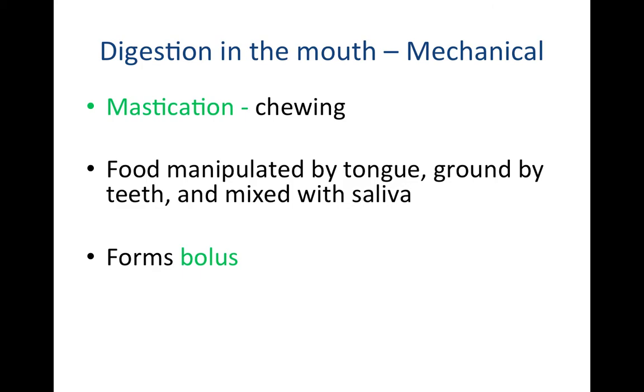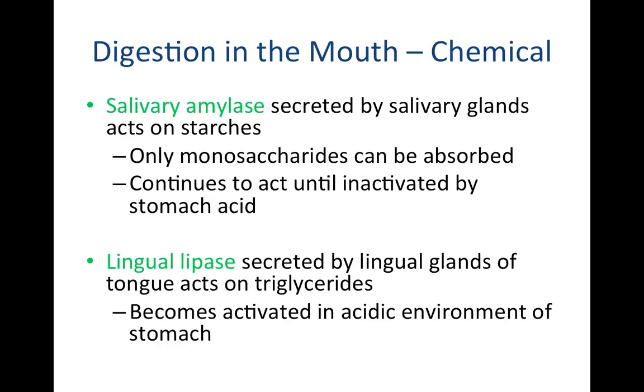Within the mouth, we've already talked about the mechanical digestion that takes place. So we've got mastication, which is chewing. And this is done by your teeth primarily, but your food is also manipulated with your tongue. And so your tongue helps to move it around, and then it's ground down into smaller pieces with your teeth. And then you form that bolus at the end of it, and you push that to the back of your mouth to swallow.